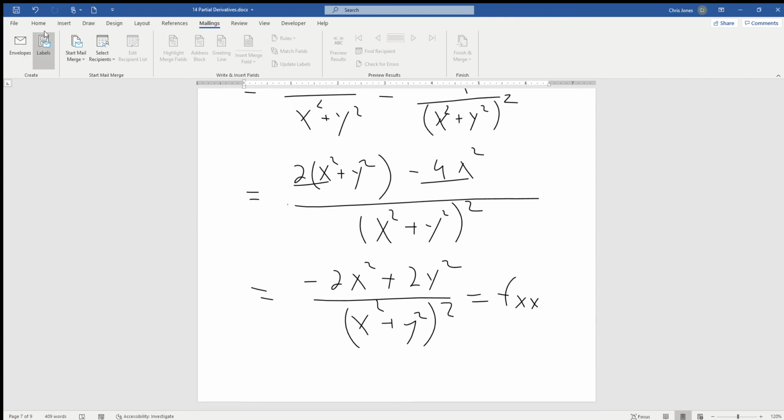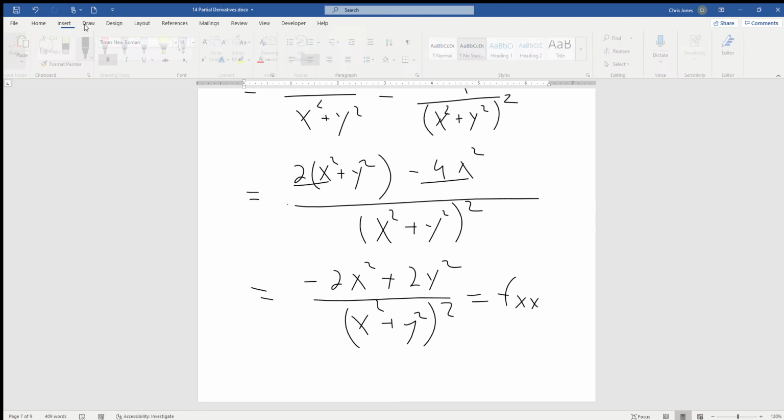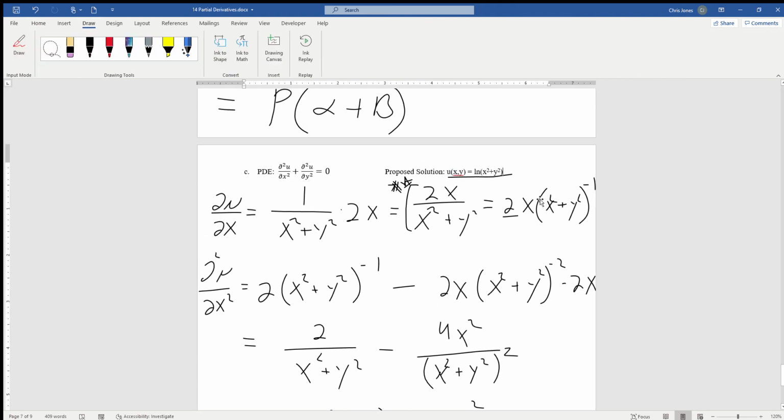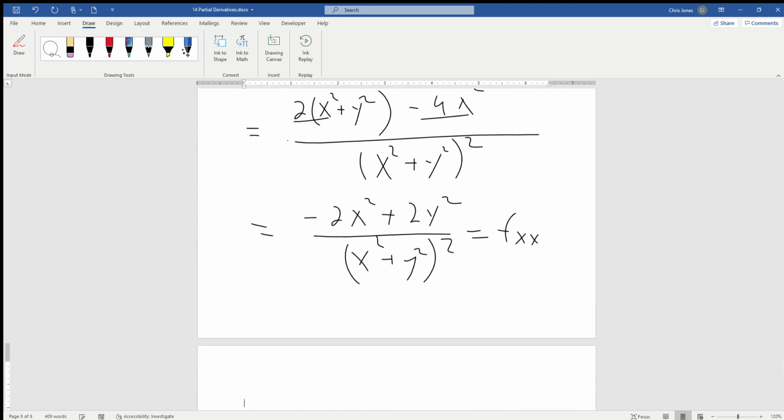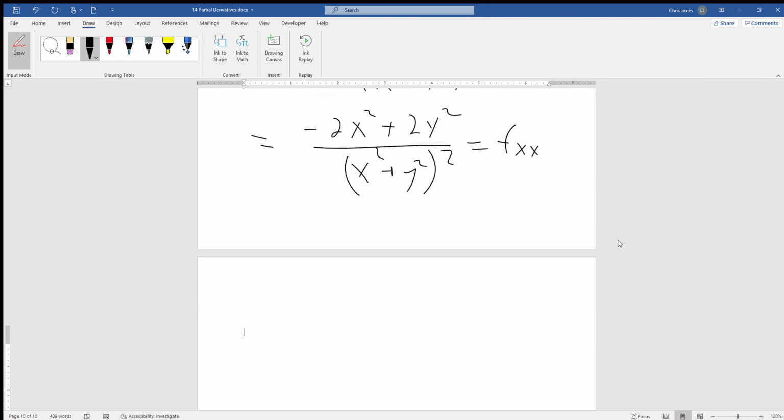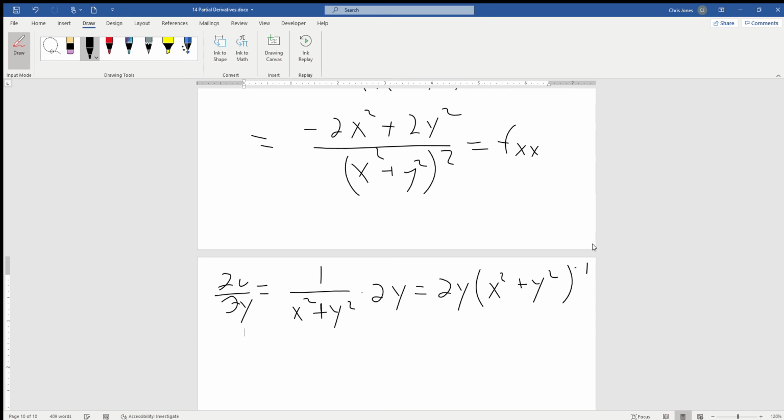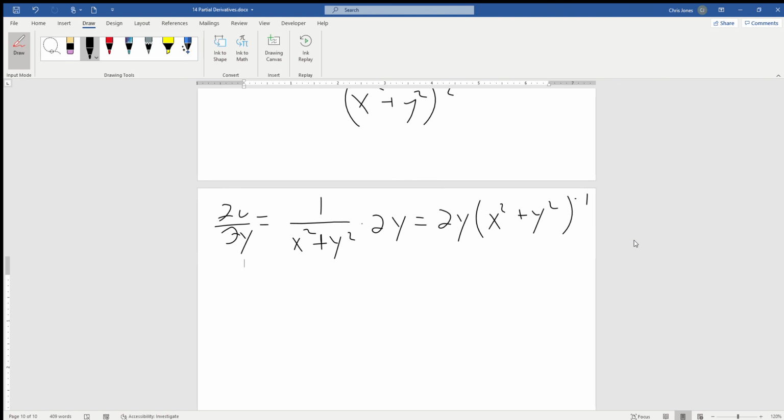Of course, we still have to find fyy. We're getting there. So now we're going to find the partial of u with respect to y. That's pretty easy for the first one. Remember, it's 1 over x squared plus y squared because of the ln, and then we multiply that by the derivative of x squared plus y squared with respect to y, which is 2y. Let's rewrite that similar to how we did before: 2y times (x squared plus y squared) to the minus 1. Now we're set up to use the product rule, and I think you know where this is going.